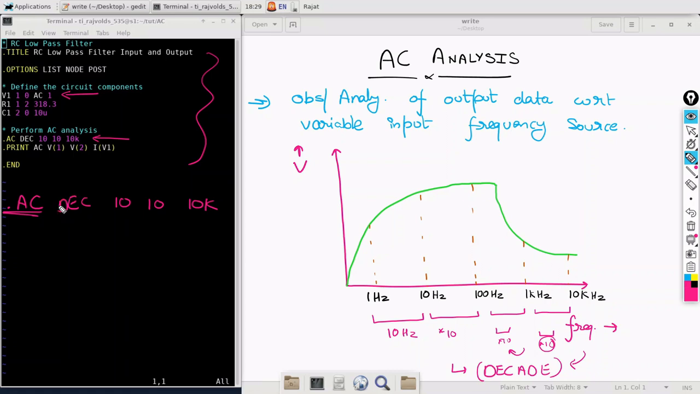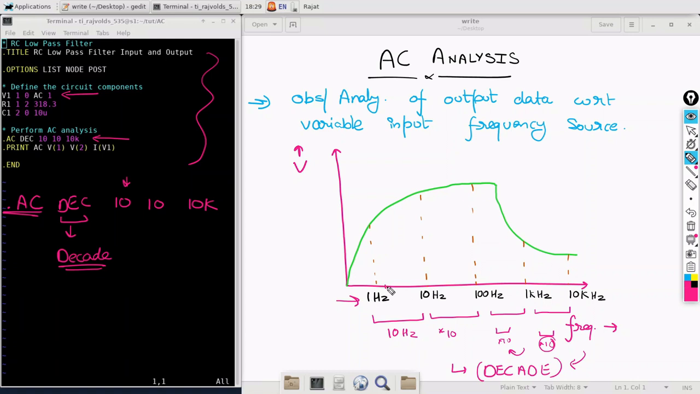Now this DEC is for the specification of the scale that we are using. It stands for decade. So we are using the decade logarithmic scale, meaning every interval size would be increased 10 times over the previous one. This 10 is the number of points per decade. It means the number of points at which the frequency should be generated.